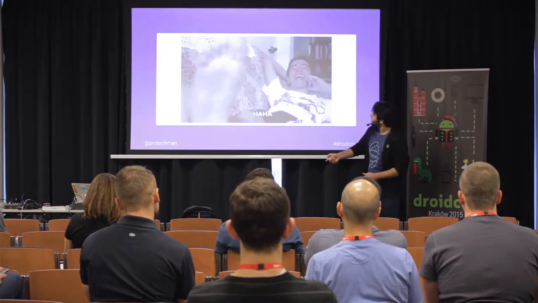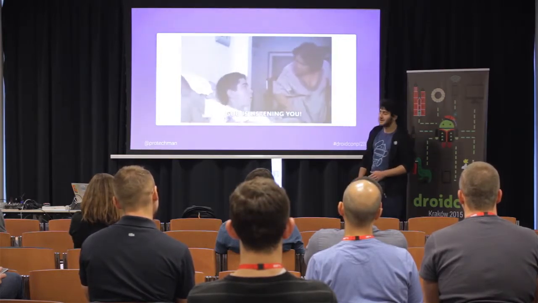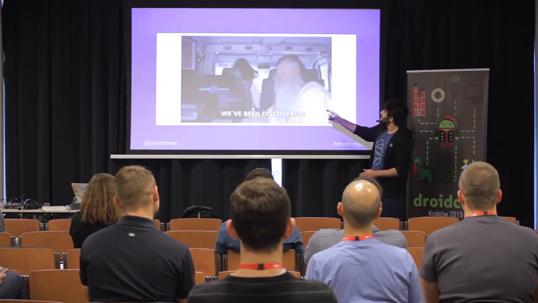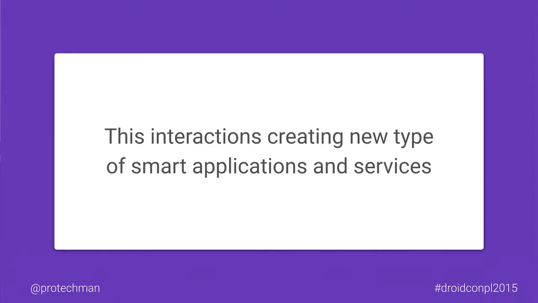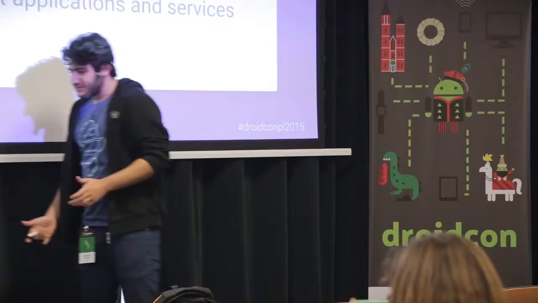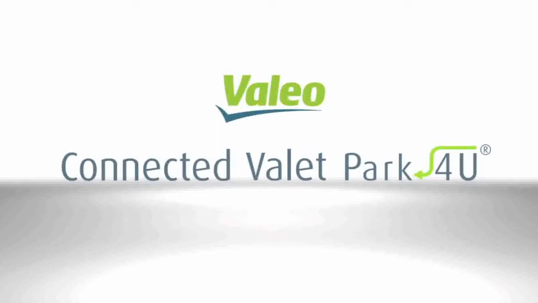For example, this is a funny GIF. This is a sensor. It's collecting the data and sending the communication, and the data is used. And this interaction allows us to create new types of smart applications and devices. And there is a video for it. We are currently making this kind of thing with Internet of Things.